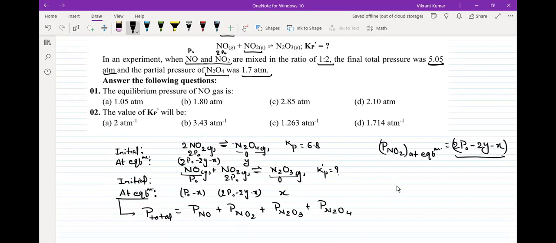Now, if I start writing it, P naught minus X is the partial pressure of NO plus NO2, which has 2P naught minus 2Y minus X, plus now they have already given you N2O4. In fact, even if you hadn't assumed Y, you know that value. Y is given as 1.7, so one unknown is already eliminated. So we'll just write 1.7 now.